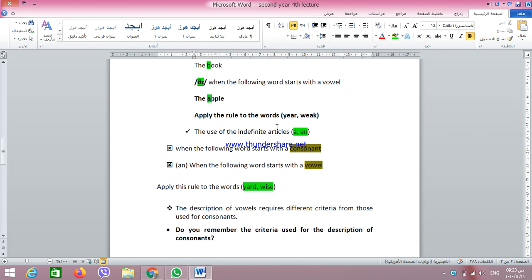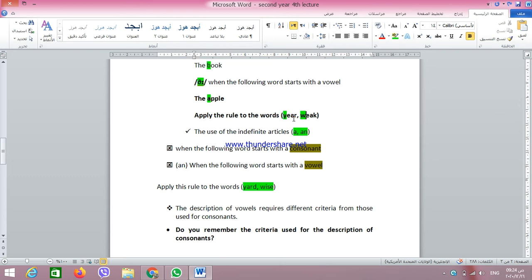Now let's apply this to the words year and week. What do you think? I think both of them will take the pronunciation "thuh": the year, the week. We do not say "thee year" or "thee week", okay? Because ya and wa in these words are again two consonants. So this is another proof that wa and ya are phonologically consonants.